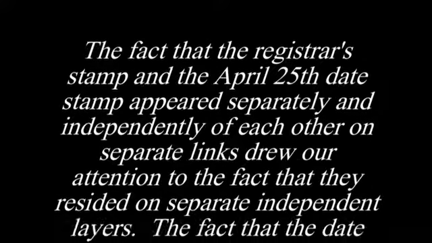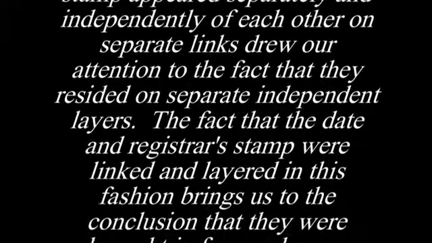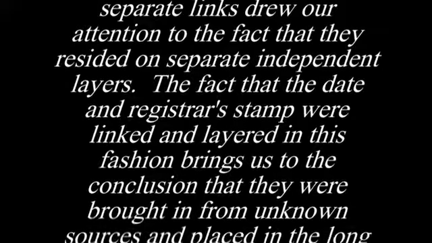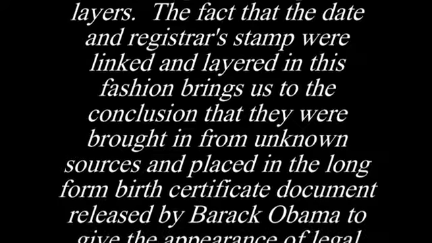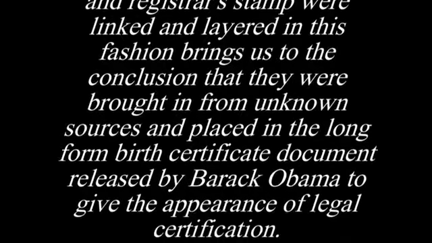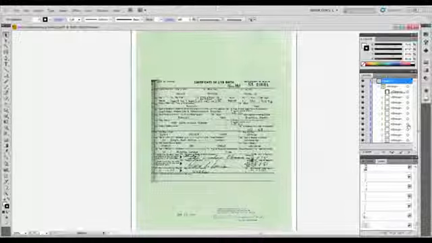The fact that the registrar stamp and the April 25th date stamp appeared separately and independently of each other drew our attention to the fact that they resided on separate independent layers. The fact that the date and registrar stamp were linked and layered in this fashion brings us to the conclusion that they were brought in from unknown sources and placed in the long-form birth certificate document released by Barack Obama to give the appearance of legal certification.